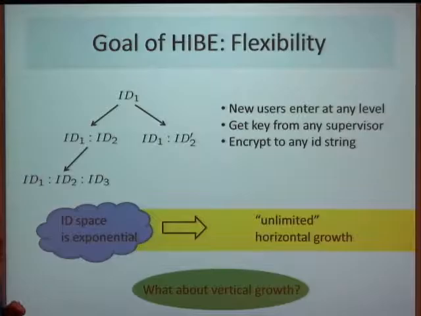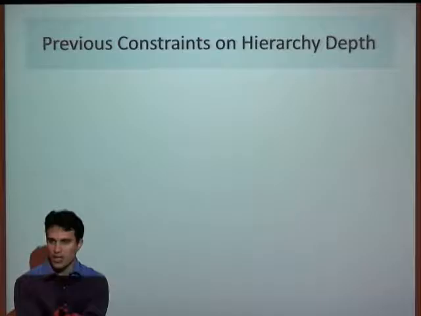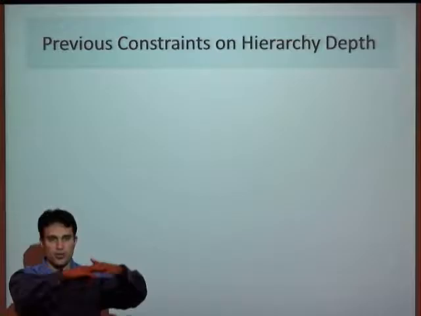And so what we've had in previous systems is that when we set up the system, we had to set up the depth of the hierarchy. Like when we published the public parameters, we had to say, well, this is going to go to depth 7, this is going to go to depth 3. We had to pick something ahead of time.